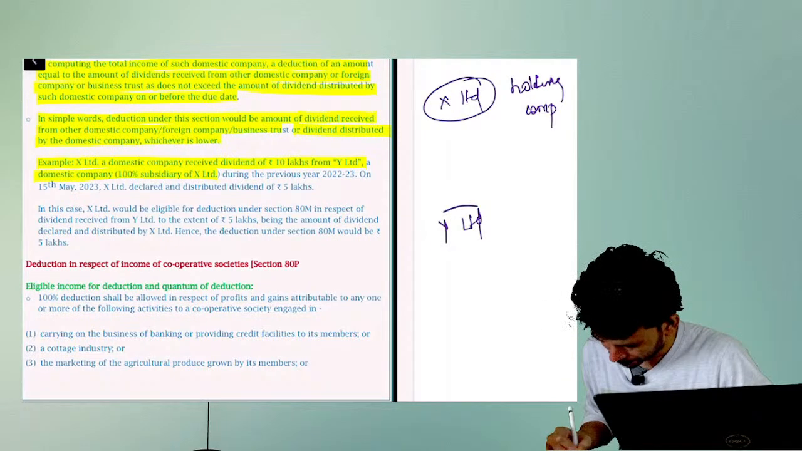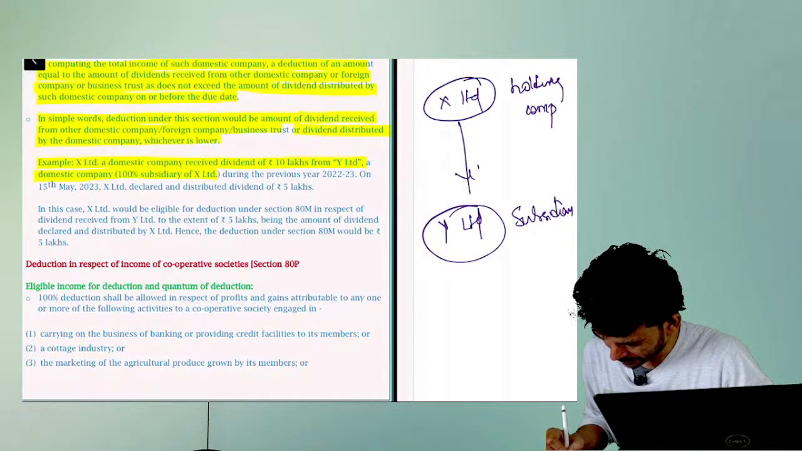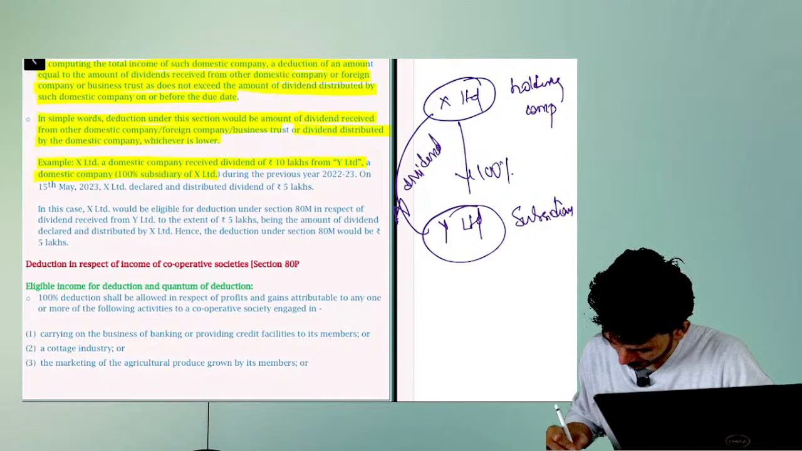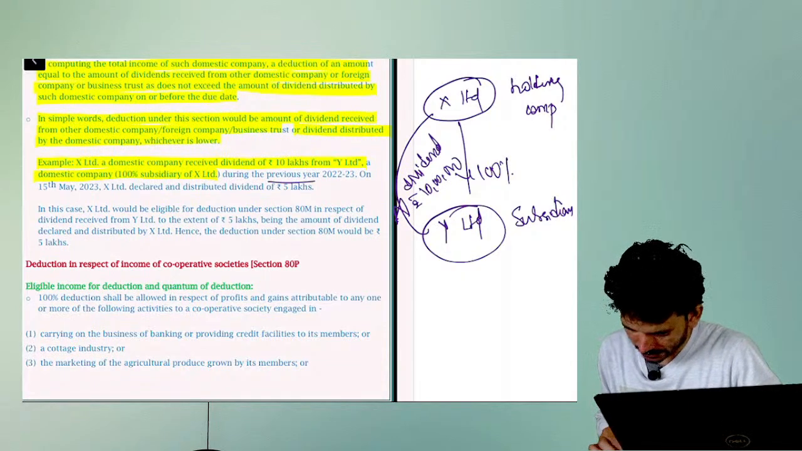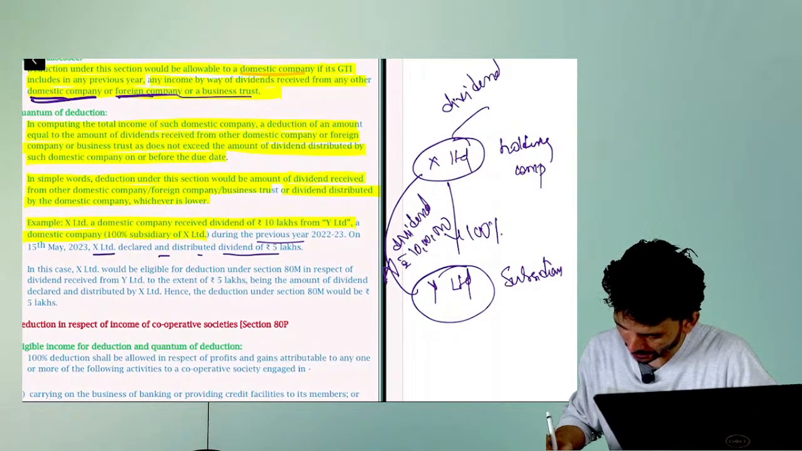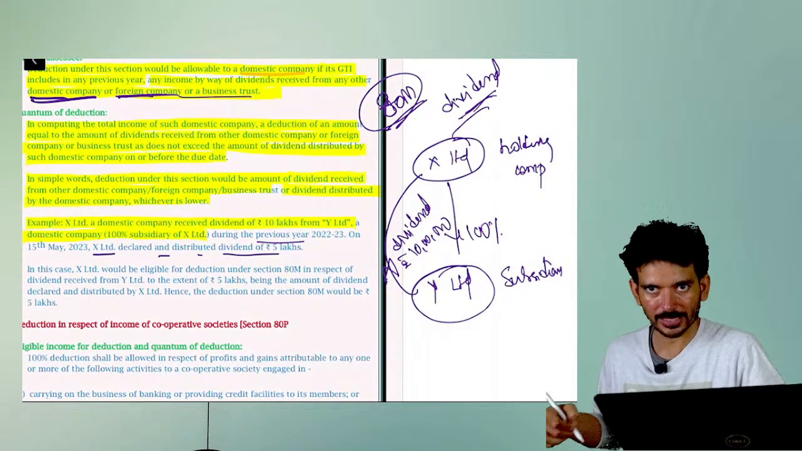Y Limited, this is a subsidiary company. They have invested, dividend, no? When they are declaring dividend, X Limited declared dividend of 5 lakhs. So they are declaring dividend. They are also declaring dividend. For whom we are applying 80M, because it is an Indian company and they are holding the complete ownership in the other company.